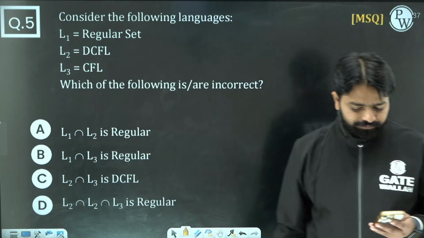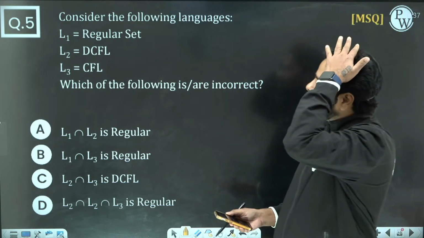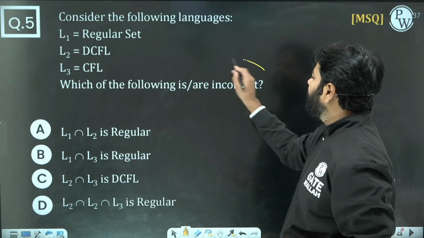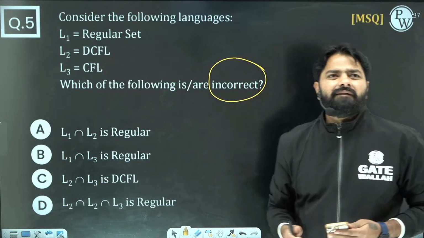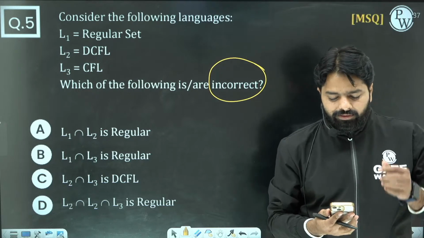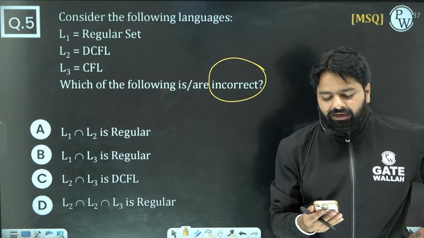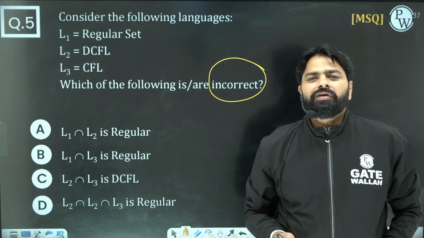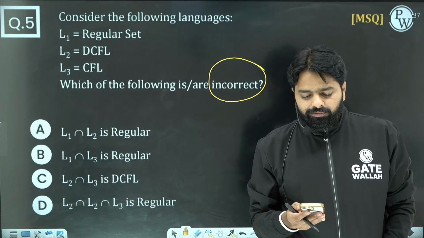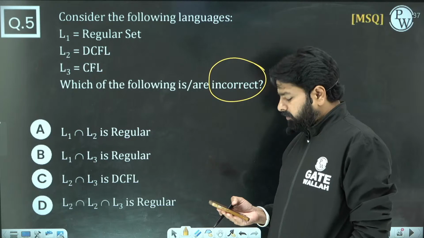Great. Okay, closure properties. Which of the following is incorrect? Let's see who knows the intersection properly. So I can test whether you are following the concepts clearly or not. With this I can identify. No answer yet?